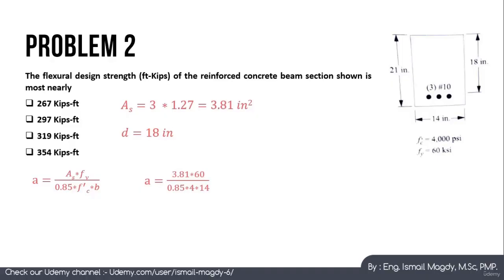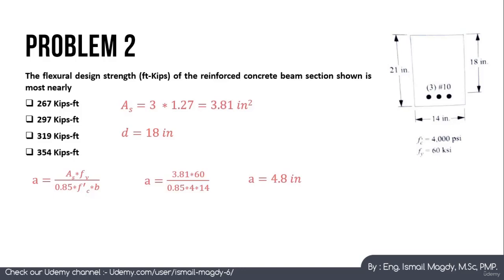Area of steel equals 3.81, fy equals 60, 0.85 f'c, which equals 4, because now we are using ksi. So it's either using 60,000 in the top and 4,000 in the bottom, or 60 in the top and 4 in the bottom, multiplied by 14, which is the width of the beam. So a equals 4.8 inches.